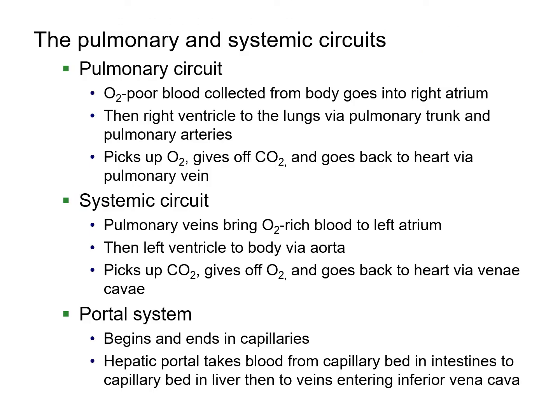And so I mentioned earlier some circuits, right? You've got pulmonary circuits and systemic circuits, okay, and portal systems. The pulmonary circuit is pretty simple. It's basically the idea of the O2 poor blood flowing to the lungs, getting its oxygen as needed, giving off CO2, and then finally going back to the heart so that it can be pumped to the rest of the body.